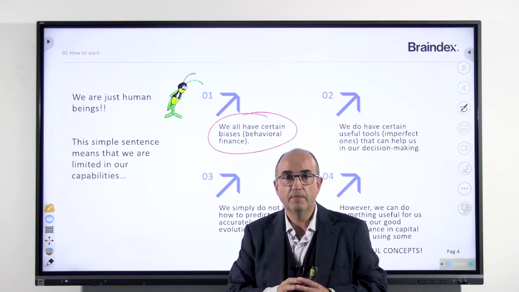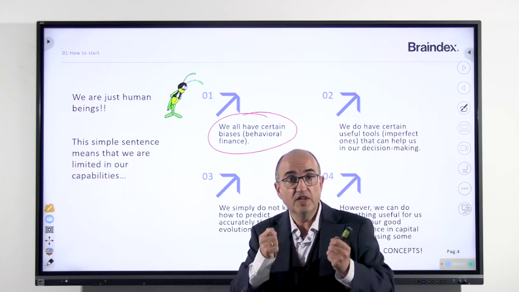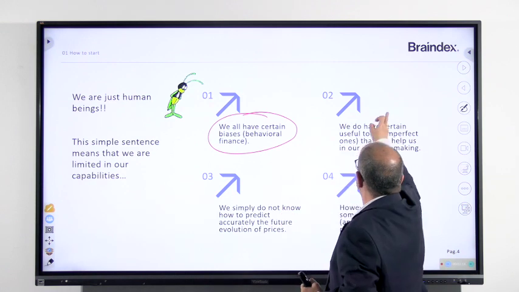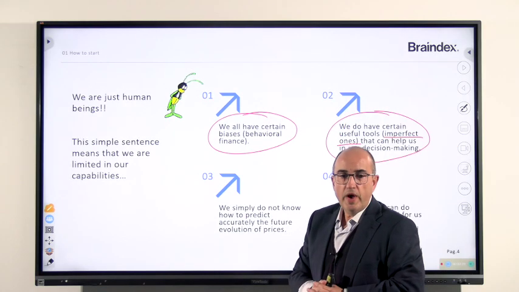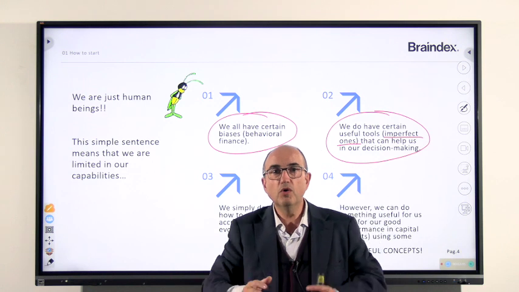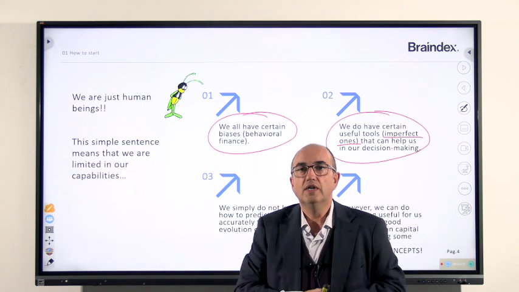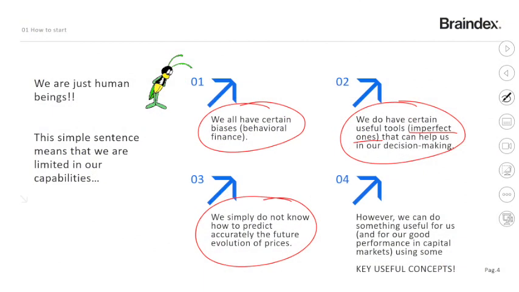The second aspect I would like to mention is that, however, we do have certain useful tools, as for example technical analysis or fundamental analysis. We can be helped by some tools, but remember, they are imperfect ones. Third aspect, we don't know what the stock price of Swisscom will be tomorrow, or Telefonica, or Deutsche Börse, or Microsoft. We do not know how to predict accurately the future evolution of prices. We are just humans.